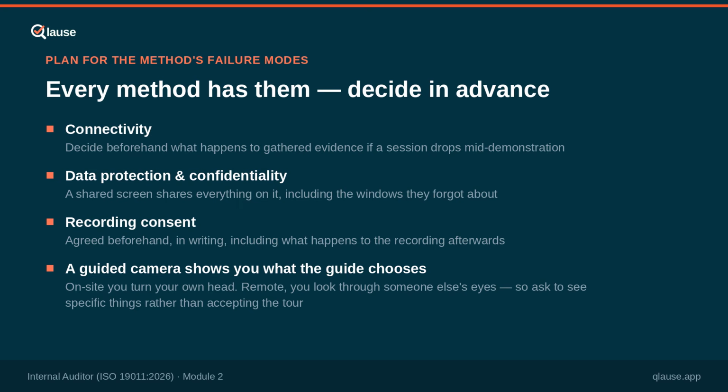A guided camera shows you what the guide chooses to show you. On-site, you can turn your own head. On a video call, you are looking through someone else's eyes, and you must compensate for that deliberately by asking to see specific things rather than accepting the tour.